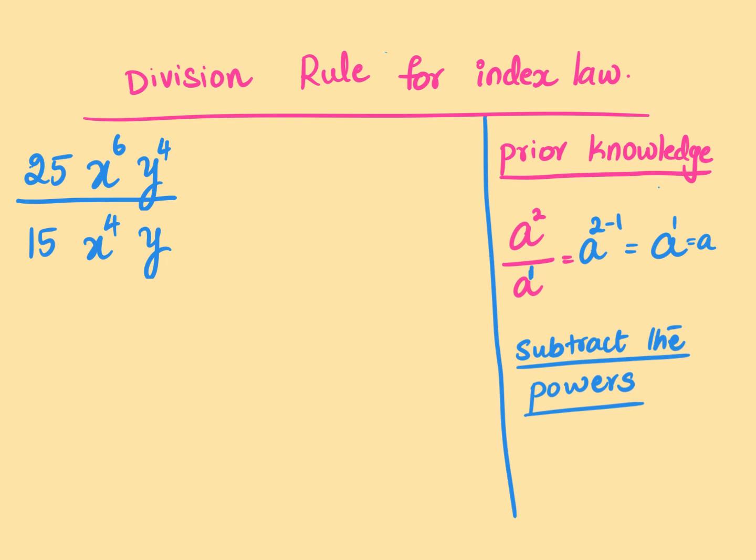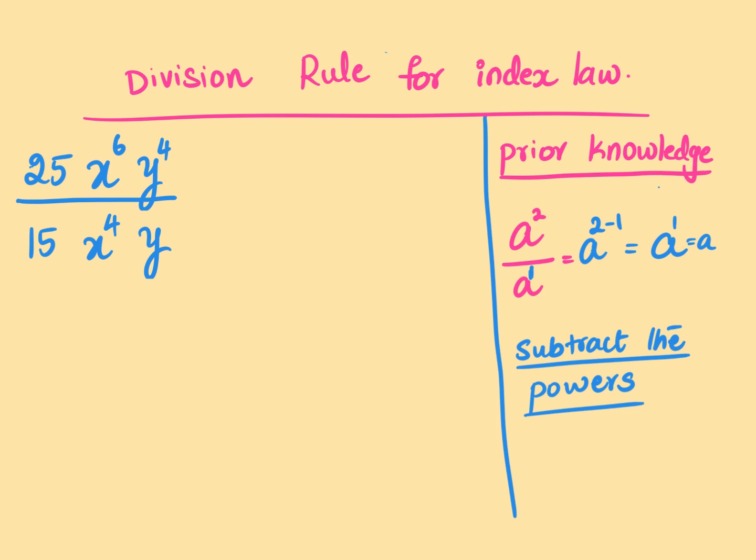Hello everyone. In this video I'm going to talk about the division rule that applies for index laws. So we should know that when we have the same variable and we are dividing the variables, what should we do to the powers? So for example, here I have a squared divided by a.